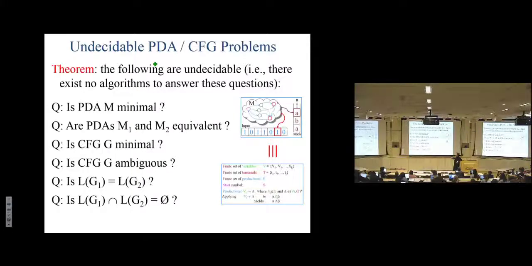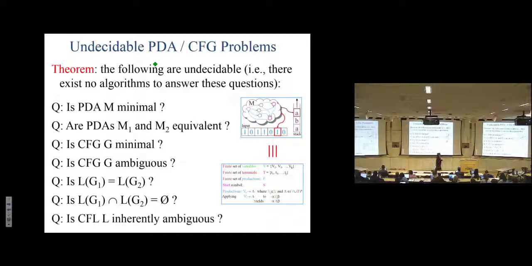If I give you two PDAs, two pushdown automata, and I ask you, are they equivalent? Do they accept the same language? Undecidable. There's no way to do that. You can prove all these things. If I say, here's a context-free grammar, is it a minimal grammar? It has the least number of symbols or variables in the grammar. Undecidable. Is the language of two grammars the same? Is the intersection of the languages of two grammars the same? Is it empty? Undecidable. So all these are undecidable.